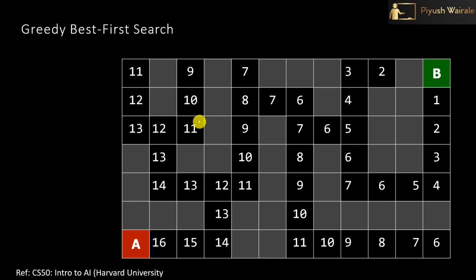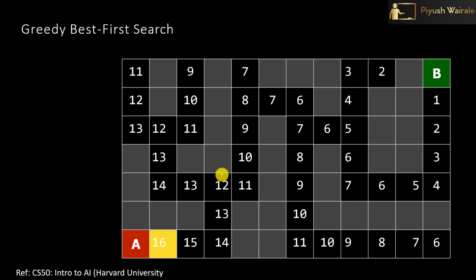So this is the starting point A, this is my goal state, and this is the Manhattan distance, counting 1, 2, 3, 4, 5, 6, 7, 8, 9, 10, 11, 12, 13, 14, 15, 16. So I am 16 units away from my goal. I am 12 units away from my goal. I am 8 units away from the goal. This is the heuristic value given for each location.